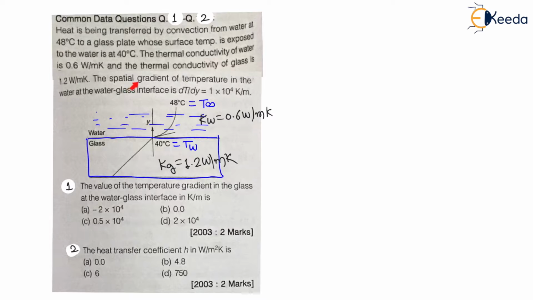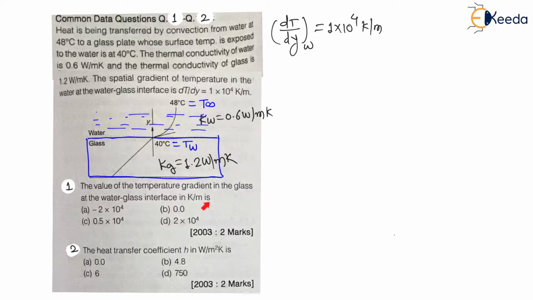After that, the spatial gradient of temperature in the water at the water glass interface, dT by dy, is given. Now, my dear students, the spatial temperature gradient in water at the water glass interface means at this wall they have provided dT by dy, because heat transfer will be along the y direction. dT by dy for water is 1 into 10 to the power 4 Kelvin per meter.